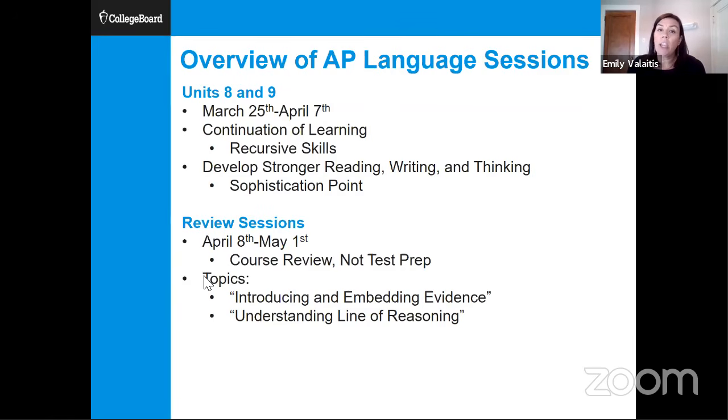To make it a little bit easier, though, we are going to be focusing more on the sophistication point, because units 8 and 9 are more, again, nuanced. They are more sophisticated. So we're going to approach the lessons through that lens. Then, in about a week or so, you will see a schedule released of the topics that will be covered for review. Again, these are meant to be more like course review sessions than AP test prep. So we'll pick out some topics like introducing and embedding evidence, understanding line of reasoning, things that we think are really essential and crucial to AP students. So you can pick and choose what you want to see or what you need to see, and tune into the lessons that you think would most benefit you.